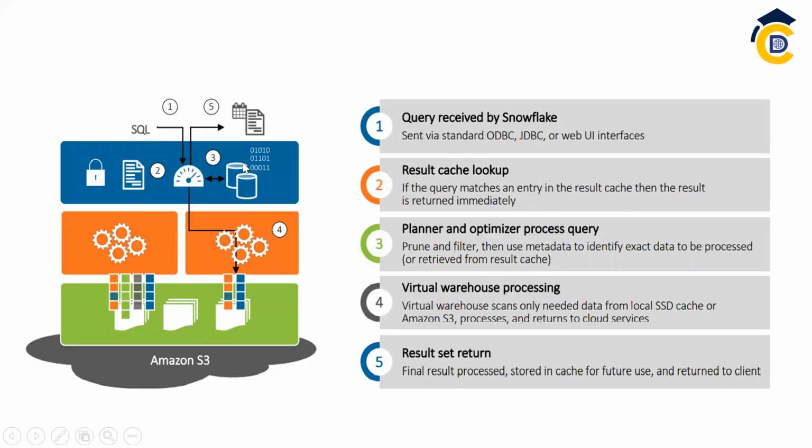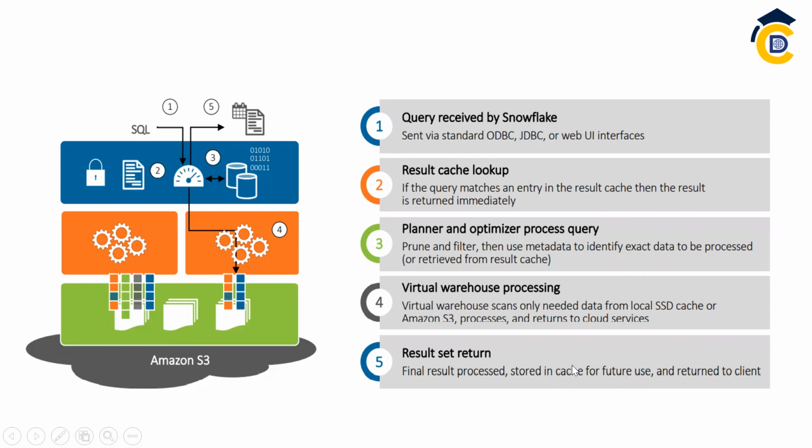Cool. So second step is result cache lookup. And third step is your planner query, where planning and optimization of the query. Then your fourth step here is the virtual warehouse layer, where virtual warehouse will process your query. And ultimately, the fifth step is it will process the data and return it back. And it will also store it in cache for future use.